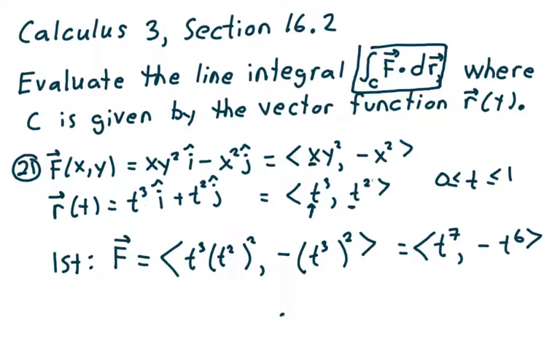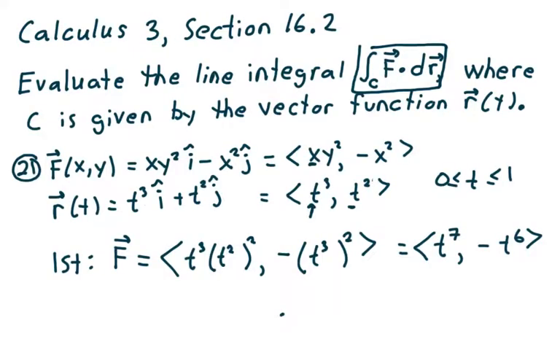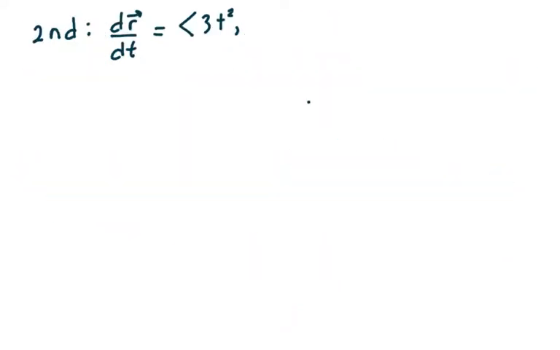Second step. I need to take the derivative of the vector valued function with respect to t. And what that entails is taking the derivative of each of the components. So the derivative of t cubed is 3t squared. The derivative of t squared is 2t.